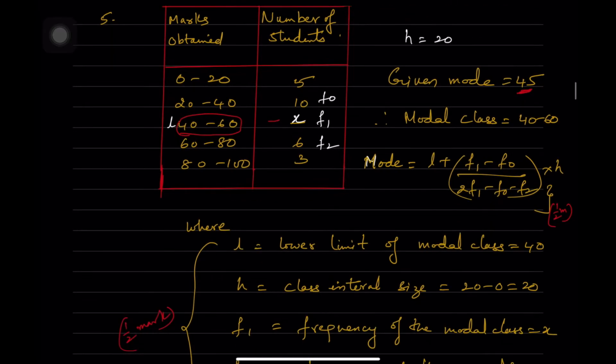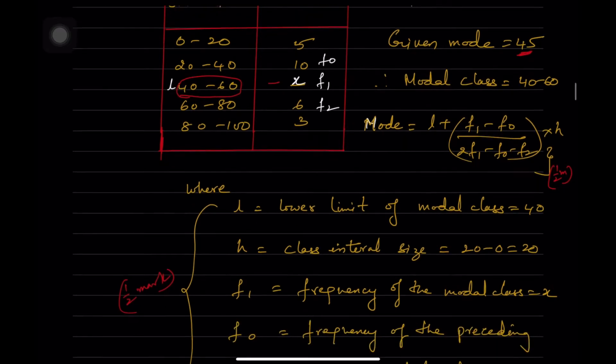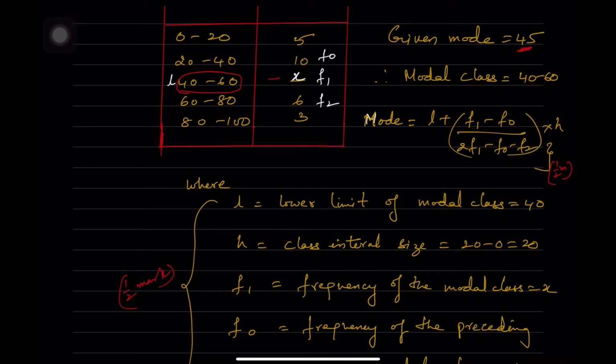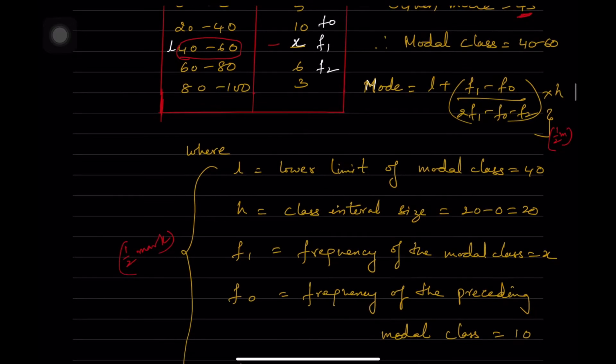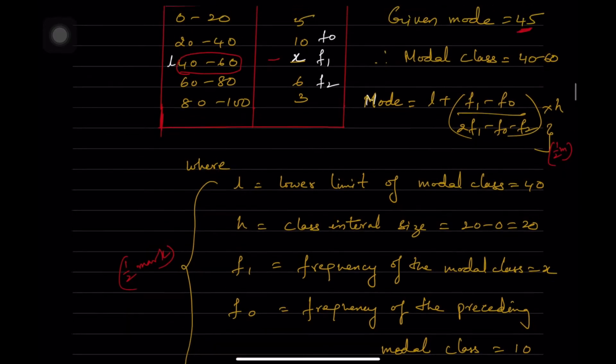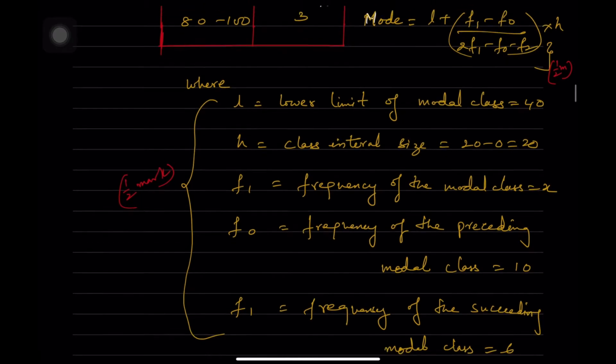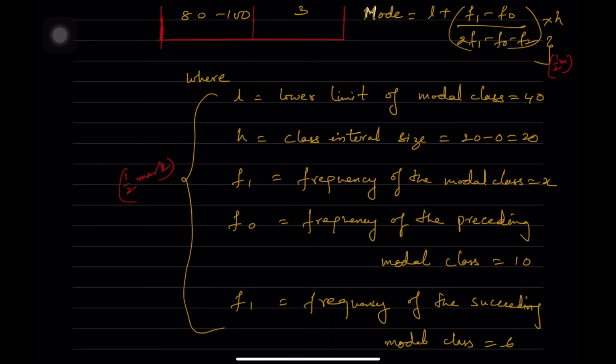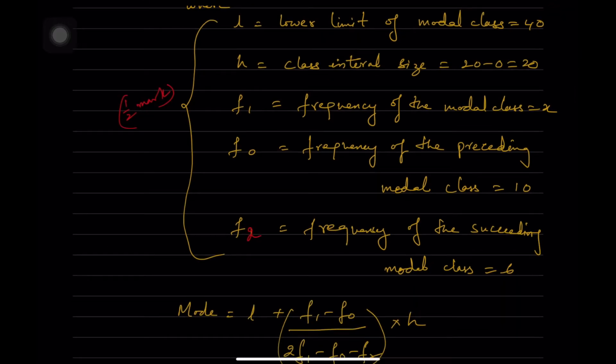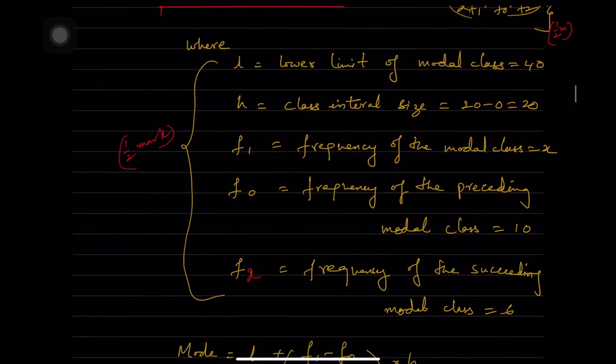So now for this formula you are having half mark, where L is equal to lower limit of the modal class, which is equal to 40. H is equal to class interval size, that is 20 minus 0 or 40 minus 20 or 60 minus 40, whatever we take in those intervals. It's equal to 20. F1 is frequency of the modal class, that is equal to x. F0 is frequency of the preceding modal class, which is equal to 10. F2 is equal to frequency of the succeeding modal class, which is equal to 6. So therefore here you are having all the values which are given from this, we have written over there.